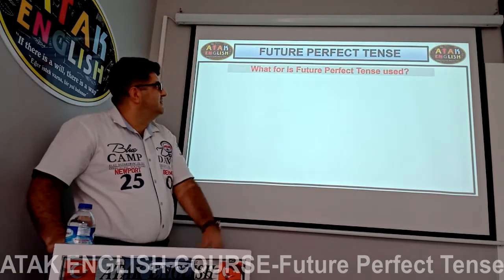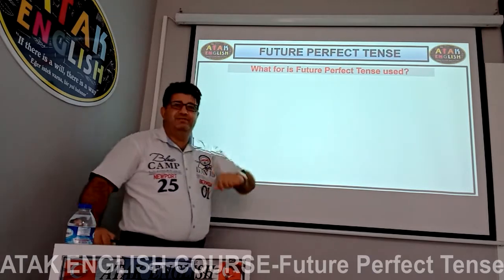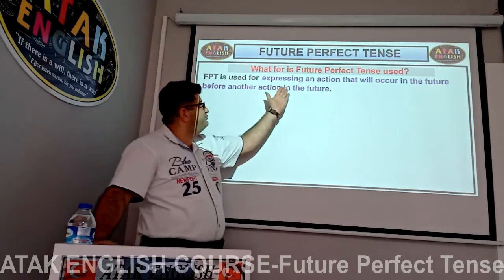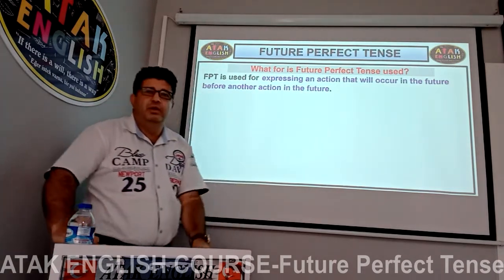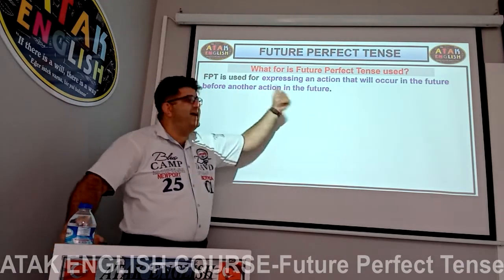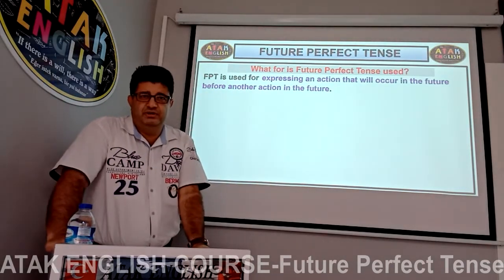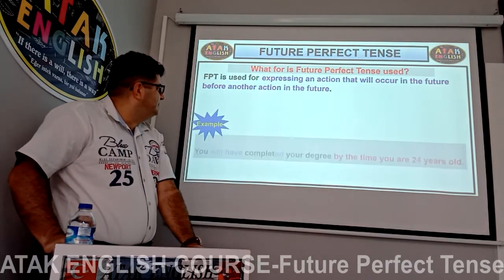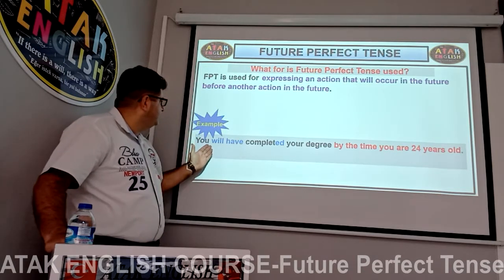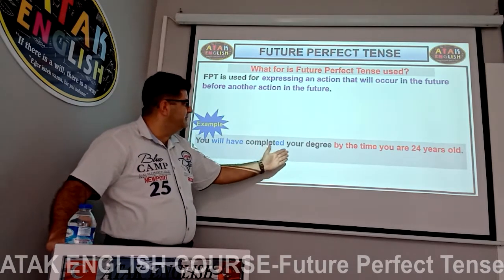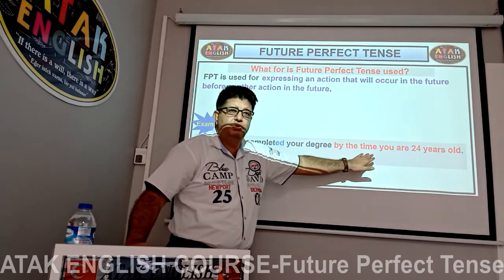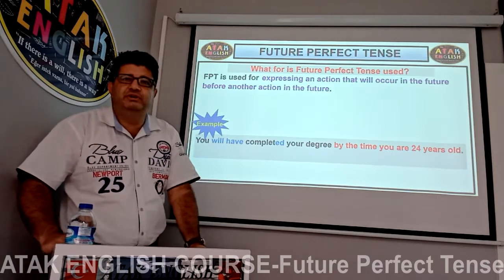What is future perfect tense used for? It is used for expressing an action that will occur in the future before another action in the future. Let's see it on the timeline diagram with an example. Here comes our example. You will have completed your degree by the time you are 24 years old.